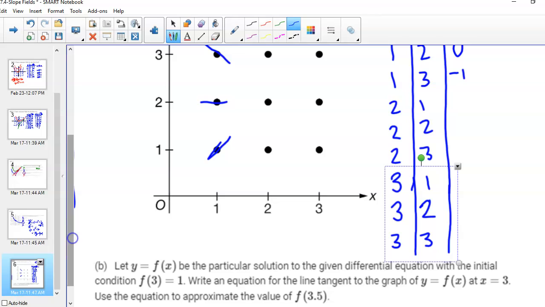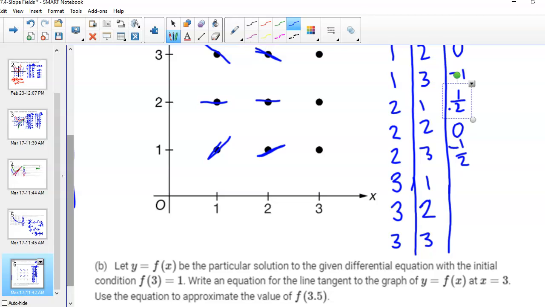Going down for 2, 1, we'd have 2 minus 1 over 2. That's going to give us a slope of 1/2. It'd be a little less steep than that slope of 1. For 2, 2, we'd have 2 minus 2 over 2. We're going to get 0 right here. And then for 2, 3, we'd have 2 minus 3 over 2, which would give us negative 1/2. So we'd have a slope right here of negative 1/2.